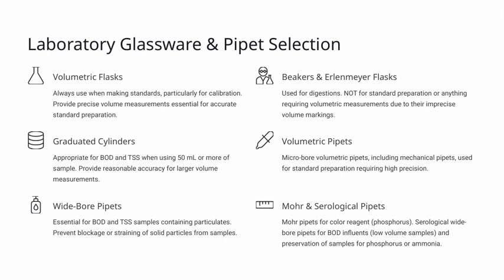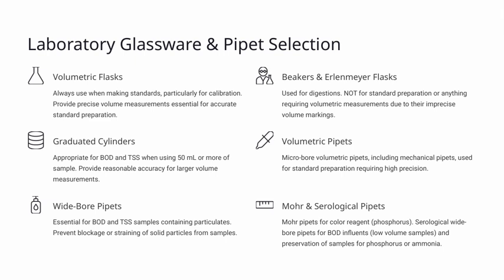For samples containing particulates, wide-bore pipettes are essential. They help prevent blockages and strain from solid particles, making handling much easier. Finally, Mohr and serological pipettes serve specific purposes. Mohr pipettes are used for color reagent measurements, such as phosphorus analysis, while serological wide-bore pipettes are ideal for low-volume samples like BOD influent, or when preserving samples for phosphorus or ammonia analysis.